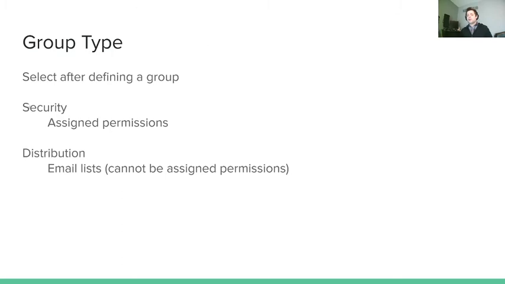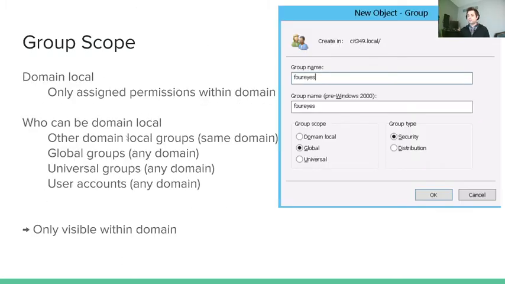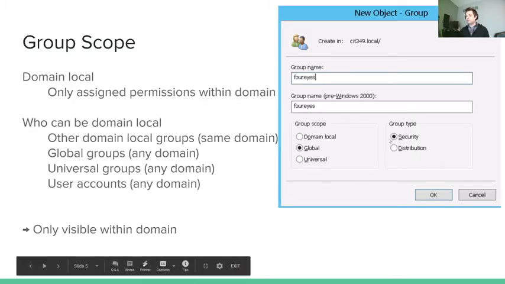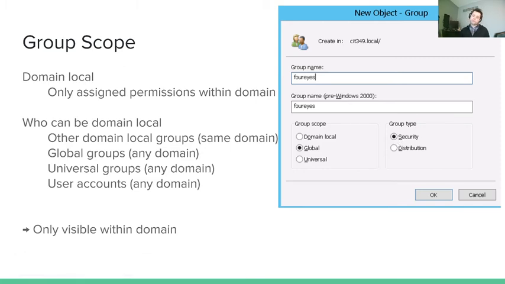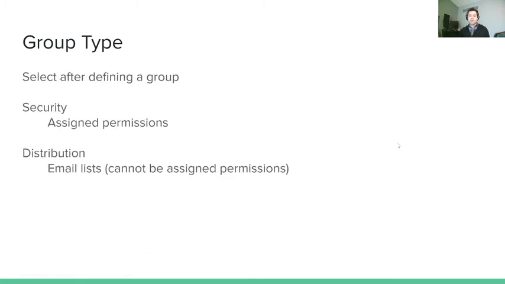Okay. So the other option, this was on the right side, was this group type, whether it's a security group or a distribution group. Now, this is kind of an interesting option here. Basically, with security groups, you're assigning permissions. So I'm going to assign that read, write, execute permission to a group for a particular resource. A distribution group is basically an email list.